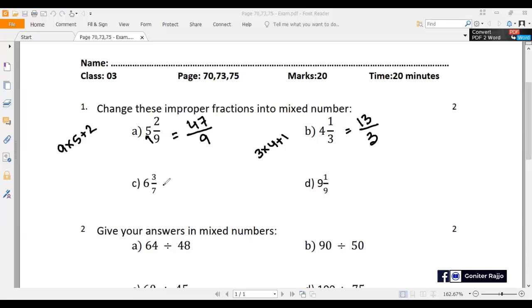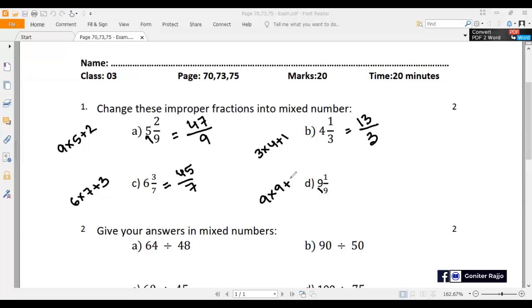Number C, 6 whole 3 by 7. So we have to multiply 6 by 7. Then we have to add the result with 3. So 6 sevens are 42 plus 3, that will be 45. So 45 by 7.